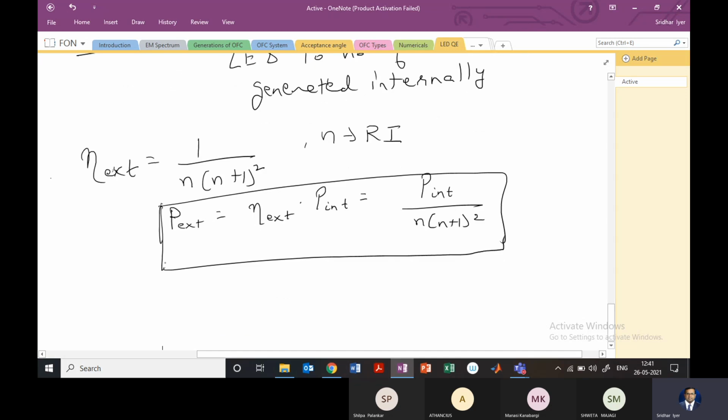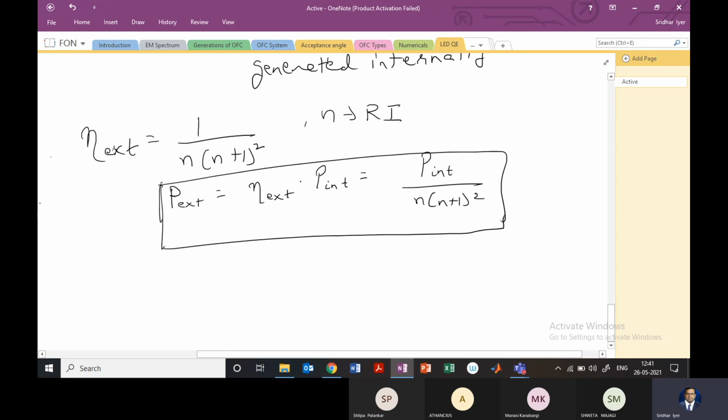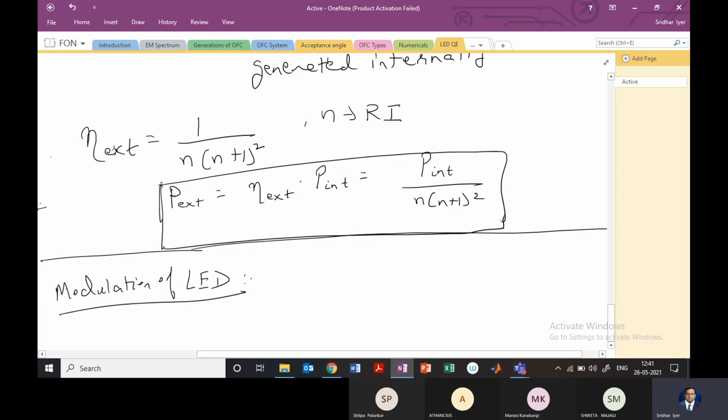But before going into those numericals, let us discuss an important concept known as modulation of LED. Modulation of LED. Okay. So I have been explaining modulation quite a lot, what exactly it is. Modulation is nothing but change. In general, it means there is a change in something.